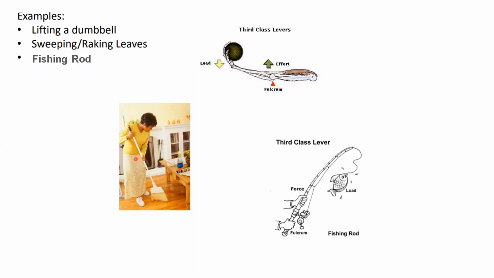And another example, or the third example, is the fishing rod. Here, this is the fulcrum point, this is the force that we apply by your hand, and this is the load. The applied force is between the fulcrum and the load, so this will be the third class lever.